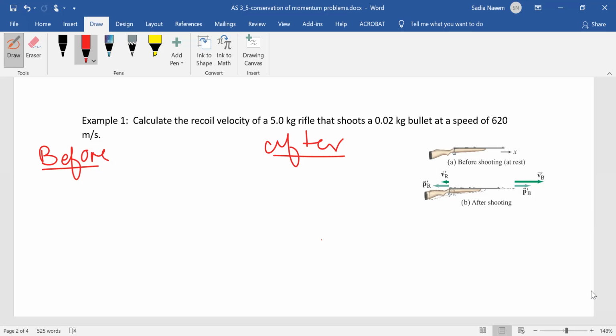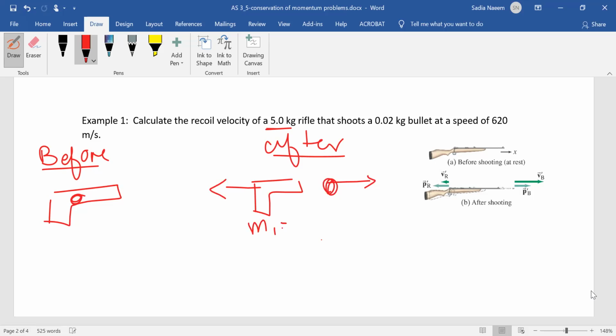So the same goes with a rifle. Before the rifle is fired, here's my horrible diagram of the rifle with the bullet. It's not moving, right? There's no momentum before. Afterwards, after the bullet is fired, the bullet moves off in this direction and the rifle recoils in that direction. Let's label it. M1, remember we used M1 and M2? It doesn't matter which one you call 1. So I'm just going to call the rifle M1, and we are told that the rifle has 5 kg mass. So just put it on top of that in your diagram.